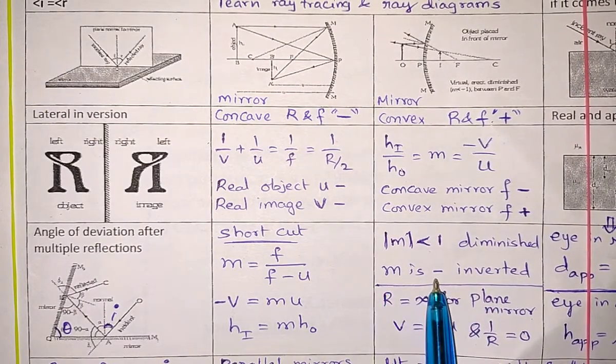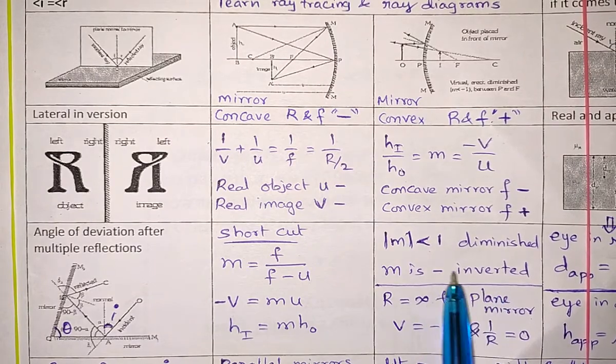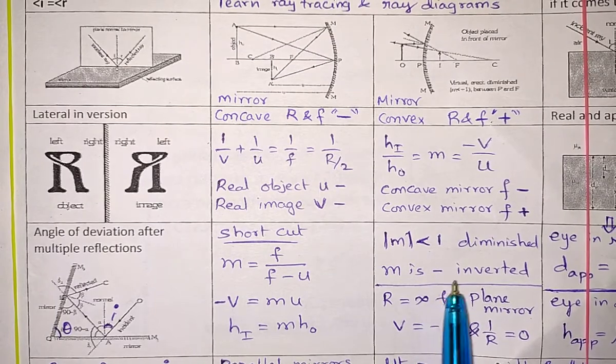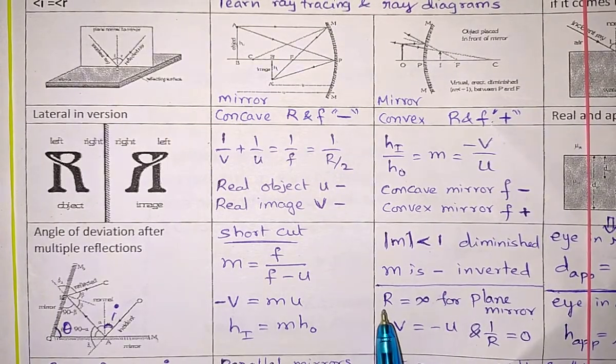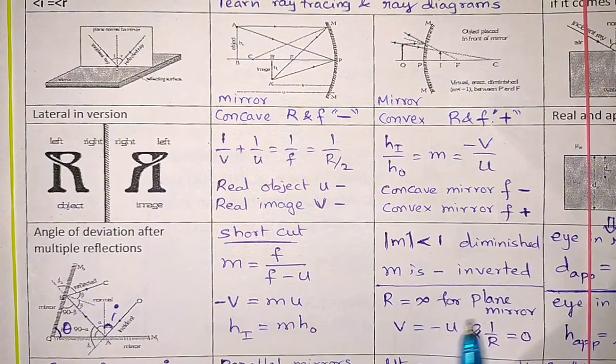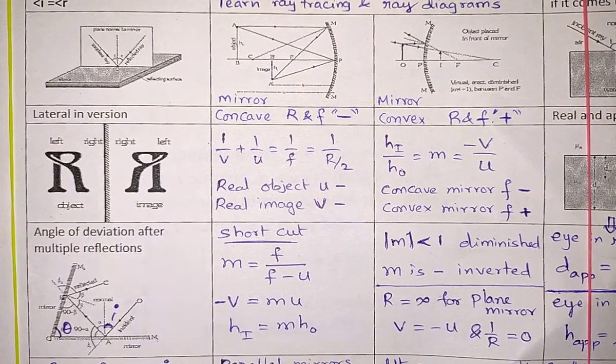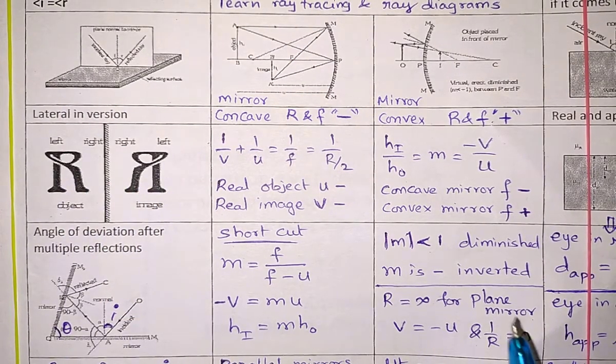Magnification signs: minus tells it is inverted, and if it is plus, it is erect, that is oriented same as that of object. Radius of curvature is infinity for plane mirror. In that case, this formula gets reduced to V is equal to minus U, that is object distance is equal to image distance, because 1 by infinity is 0.